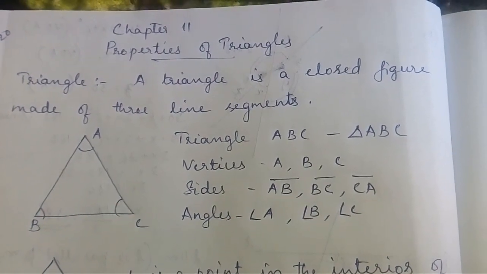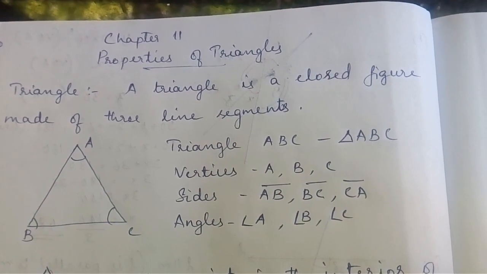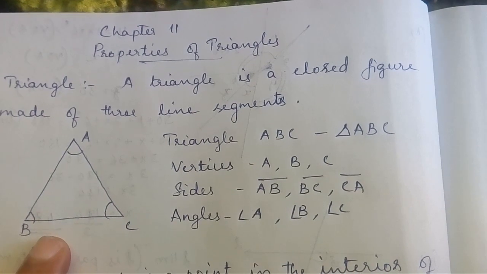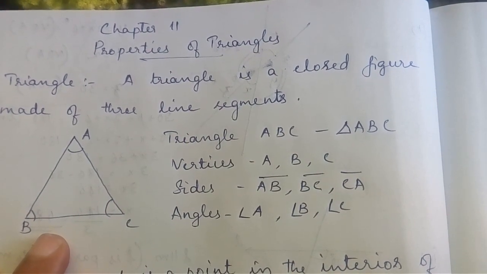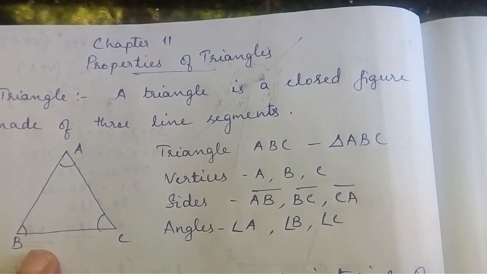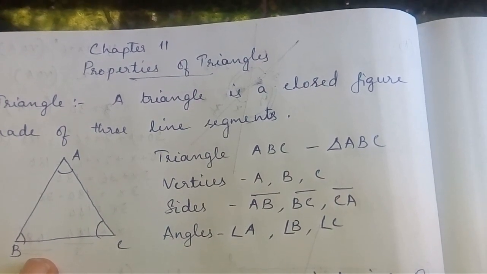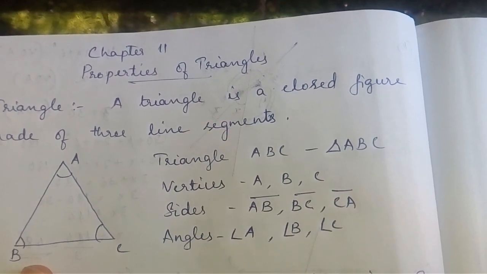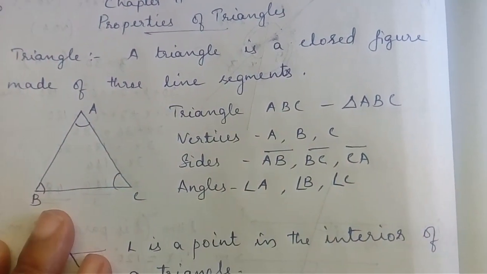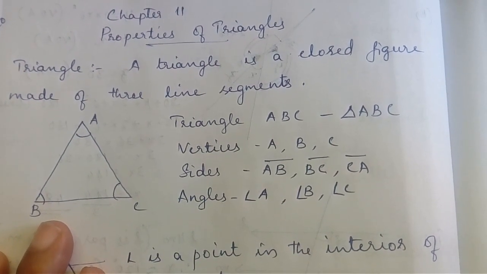Hello children, we can start the new chapter, Properties of Triangles. We know what is a triangle. It is a closed figure with three sides. Generally we will say a polygon. Have you heard the word polygon? It is a many-sided closed figure. In that, triangle is the lowest one because triangle is having only three sides. Then generally we will say the quadrilaterals, pentagon, hexagon, everything is coming under the heading polygon.